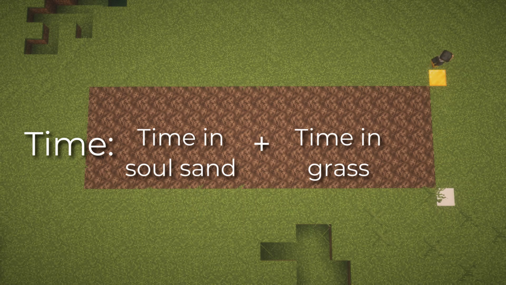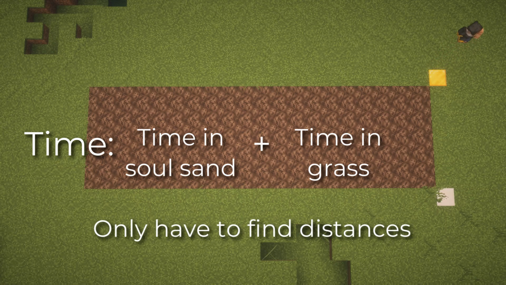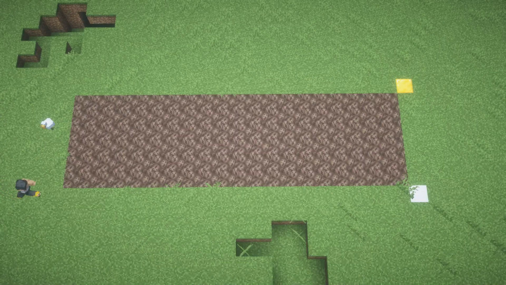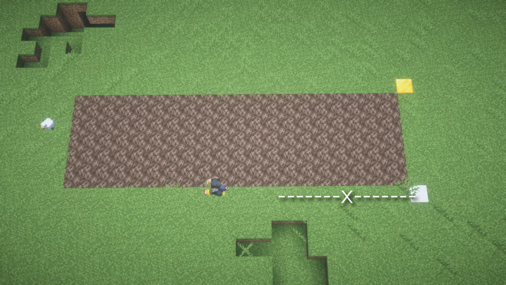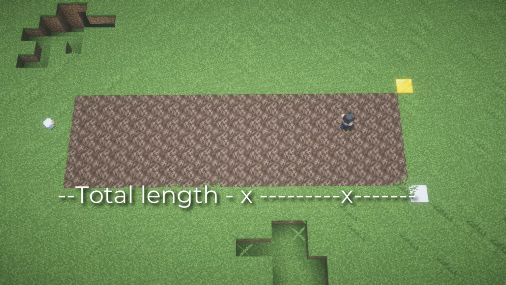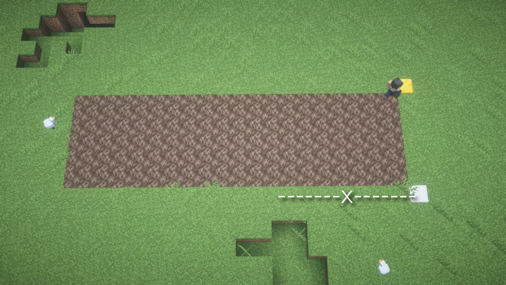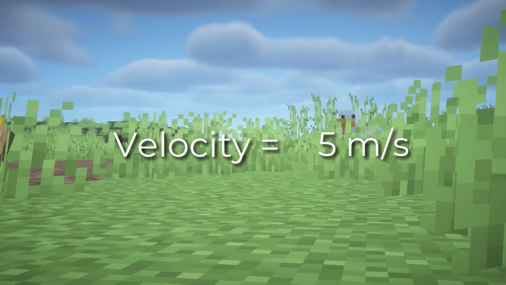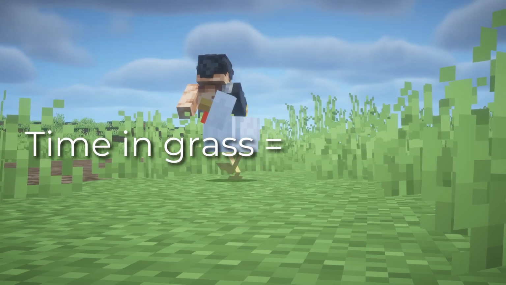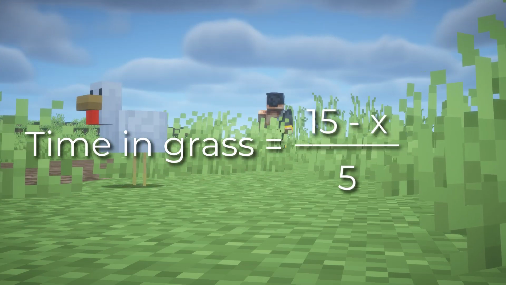Since velocity is constant in both, we just have to find the amount of distance each route has relative to the x value. So let's say I cut into the soul sand at x distance right here. And from here we already have the first half of the route figured out. Since our distance in the grass is the total length minus x, or 15 minus x, and the velocity is 5, we can figure out that the time spent in the grass will equal 15 minus x all divided by 5.